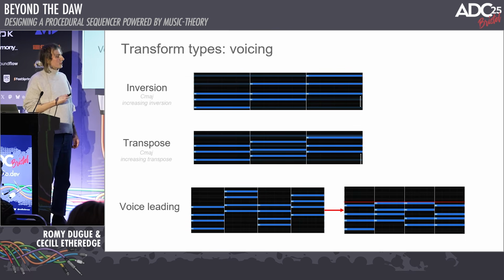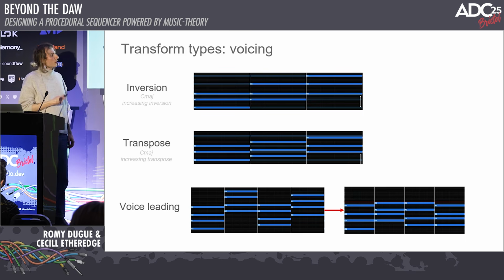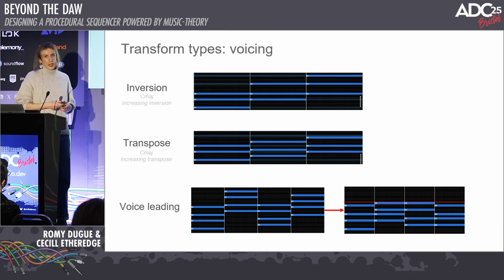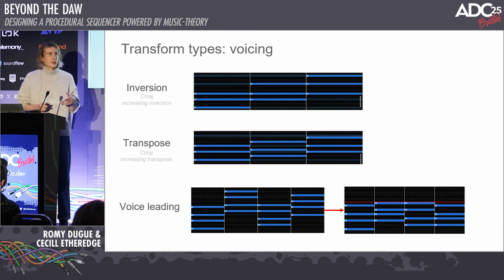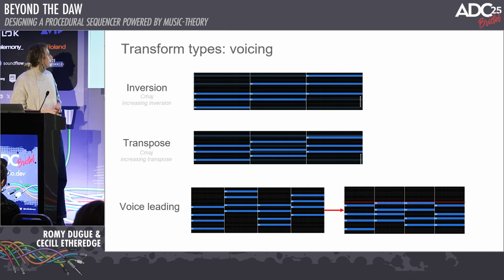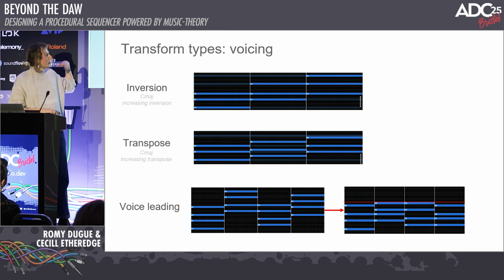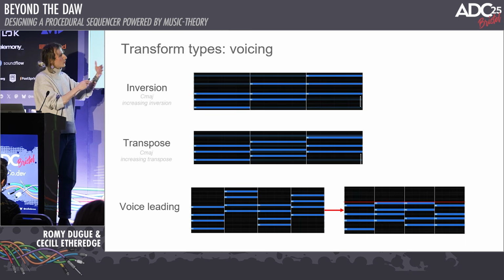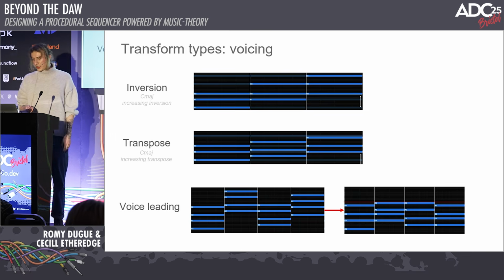Since we are dealing with chords, the first kind of transform that comes to mind is what I call voicing transforms, where we get a chord as input and voice it differently, either for targeting different instruments with different ranges, or just to change the color that is expressed by an instrument. It could be done through inversion, transposition, or different voice leading techniques to have a smoother progression through a chord progression. So this is one end of the spectrum.